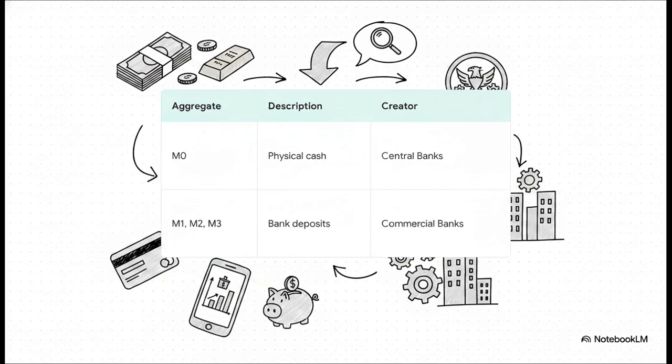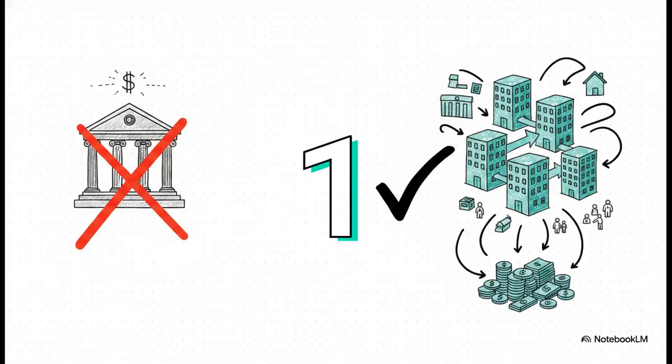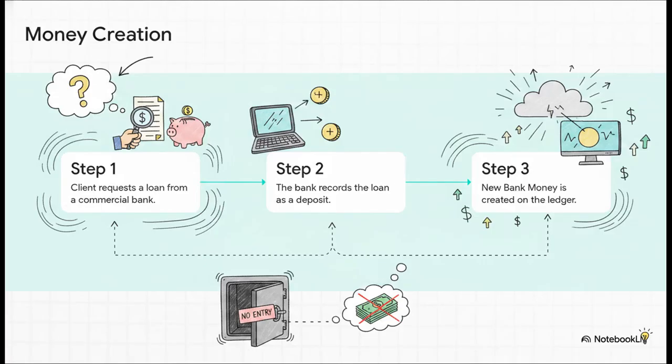And when you look at who actually creates that broad money, it's commercial banks, which reveals a massive public misconception. The primary source of new broad money is actually not the central bank printer at all. The vast majority of money circulating in our economy is created by everyday commercial banks. So, how exactly does that happen?